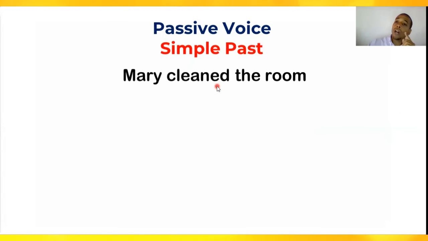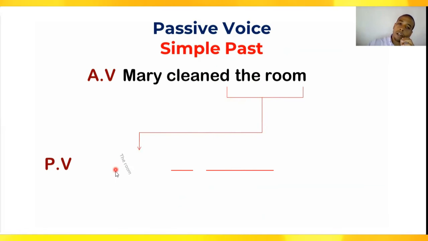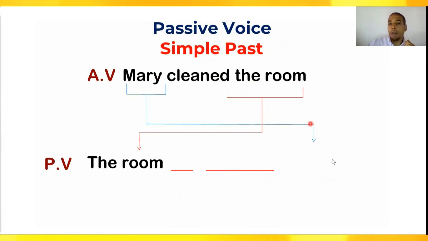Simple past. You identify this because you have ed in the verb at the end. So we say, Mary cleaned the room. The process is the same. Always put these two blanks in here. Remember, one is for the verb to be, the other one is for the past participle of the verb. And then you identify this. Mary is the subject, the room is the object. So the room is going to be the subject now. The room. Mary is going to be the object now.